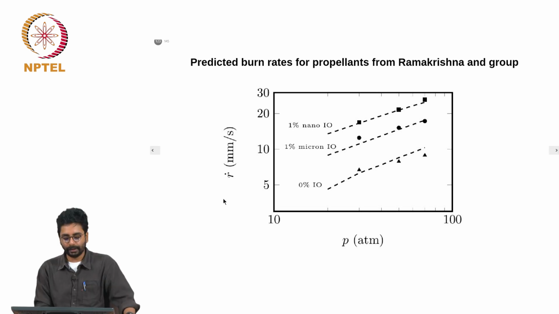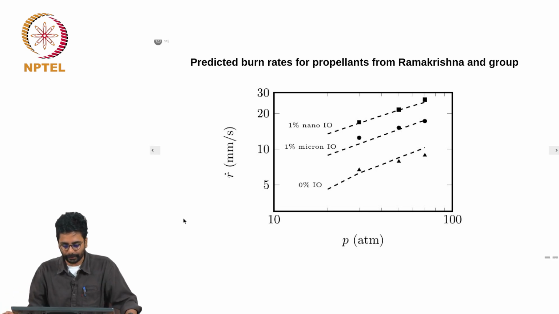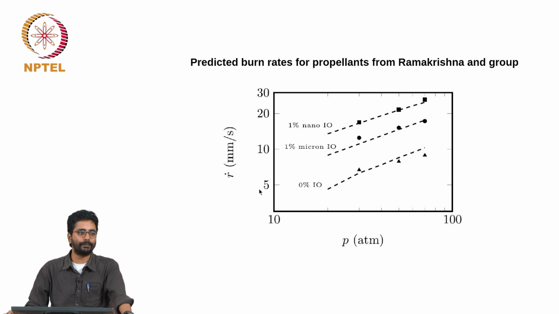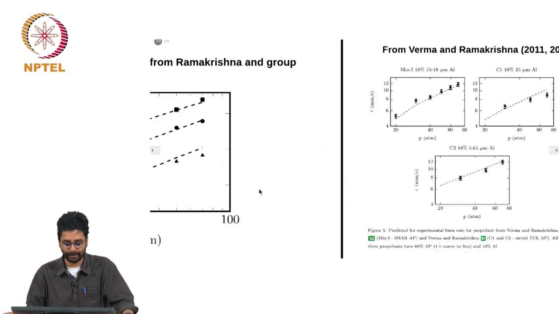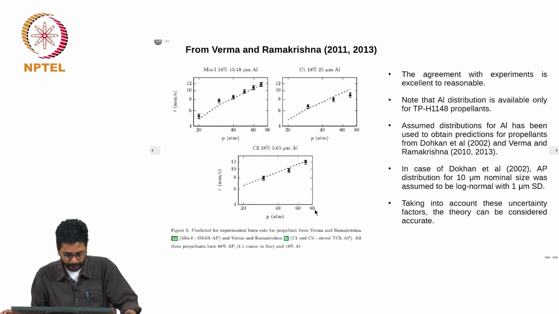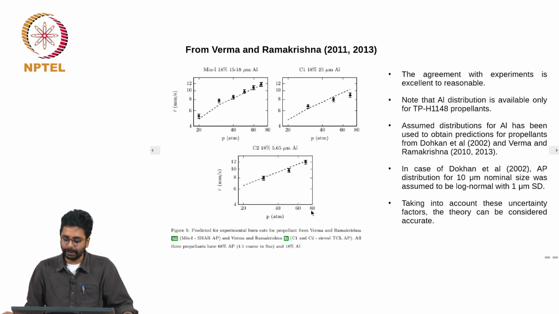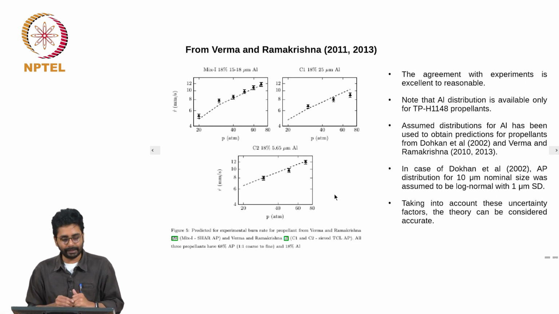And more predictions for propellants, aluminized propellants with no iron oxide, micron sized iron oxide and nano iron oxide. I just want to say that the predictions are in good agreement with the data, and therefore the model can be used for predicting burn rates with aluminum, catalysts and inhibitors of various kinds. More predictions and comparison with data. The agreement with experiments is good, excellent to reasonable.